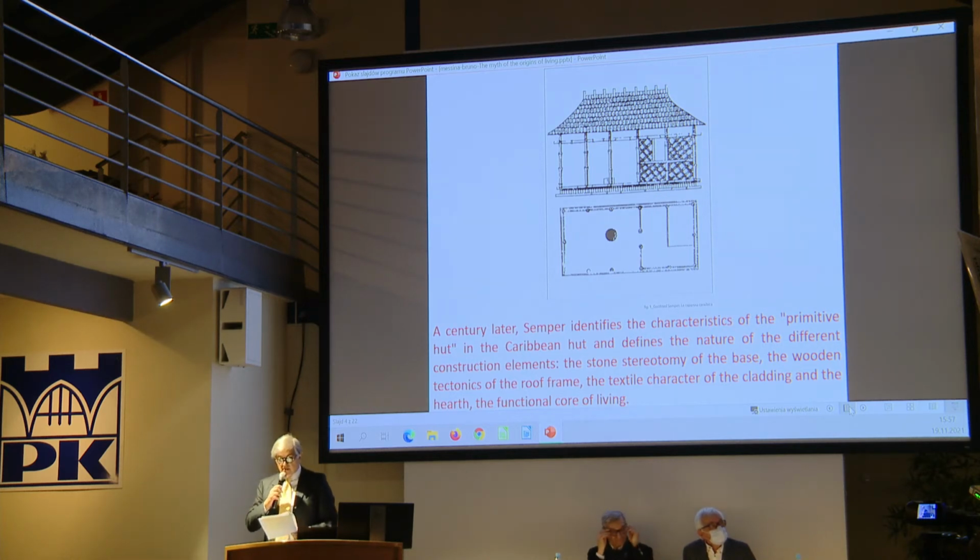If Laugier and Semper refer to the tectonic and material aspects of the original house, Fustel de Coulanges notes that the foundation of the house of the ancients originates from a precise symbolic act, the enclosure of the altar of the gods of the family, which refers to the Roman cult of the Lares and Penates inside the house.